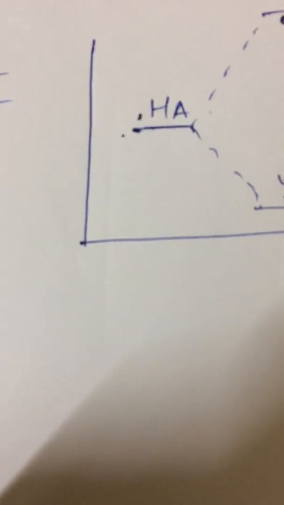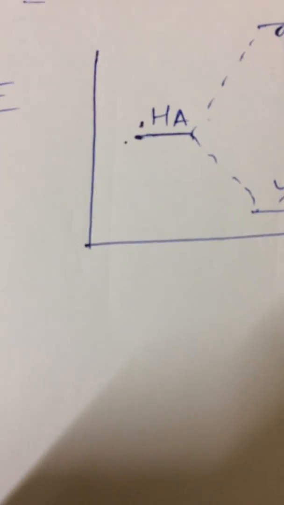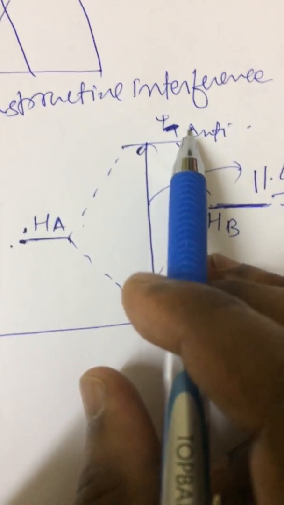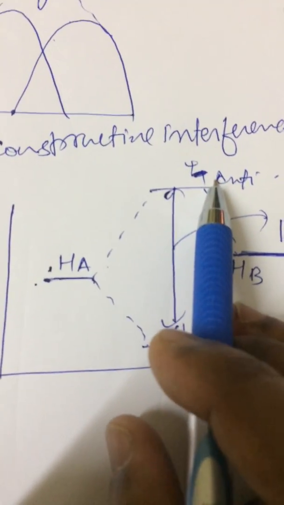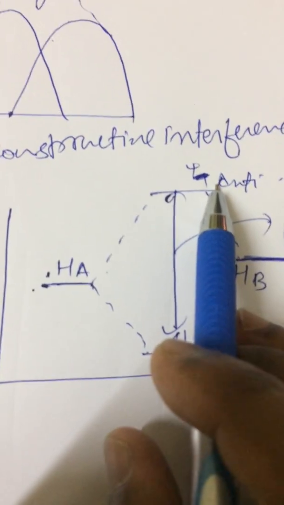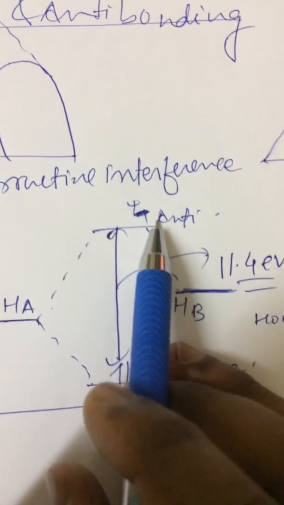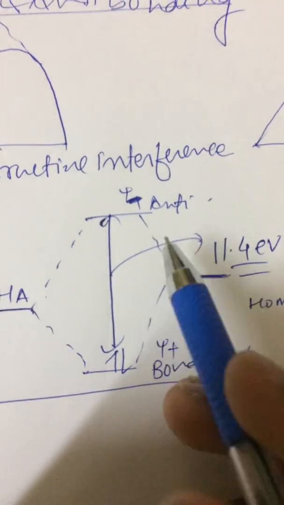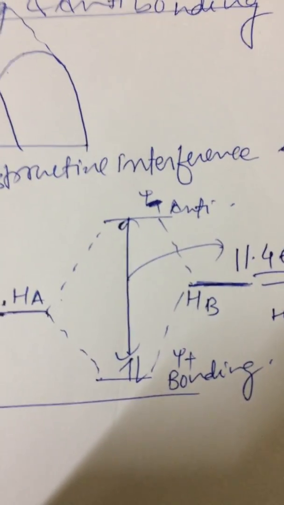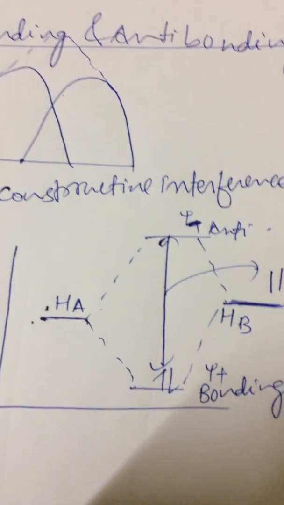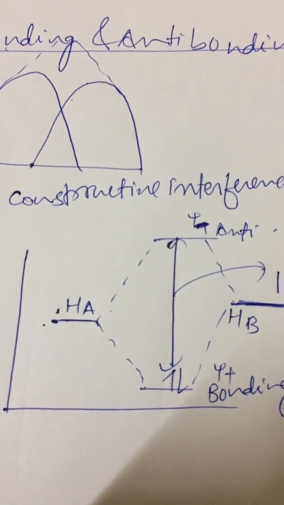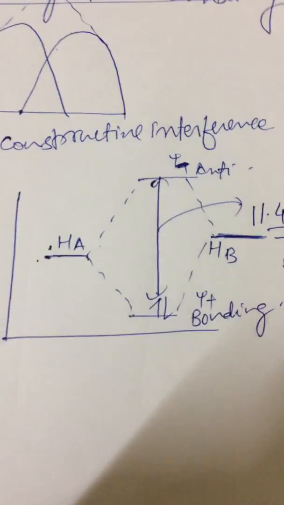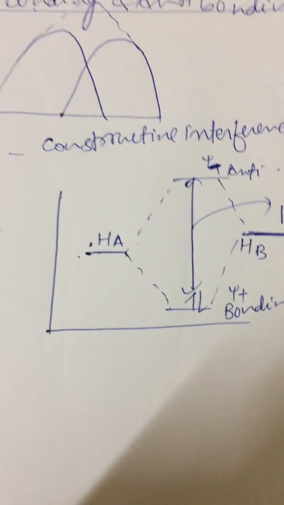But in case of antibonding, the asymmetry arises partially from the electron distribution, partially from the fact of internuclear repulsion. That's why the energy goes up. So this is the reason why the energy goes up for antibonding and why the energy goes down for bonding.